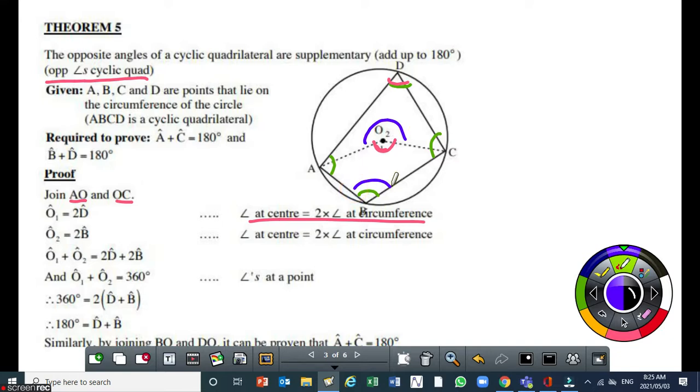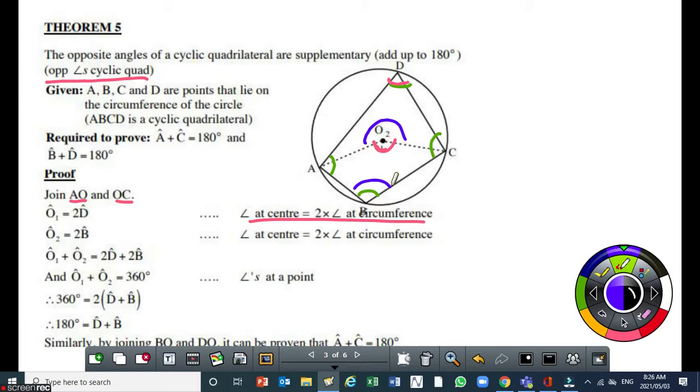Now, once you have got these two equations, or statements, you add the left-hand side together and the right-hand side together. So you add O1 to O2, and you add 2D plus 2B. Now, we know that angles O1 and O2 add up to 360 degrees, because they are angles around a point, or you can call it a revolution. So when you add O1 plus O2, you get 360 degrees.